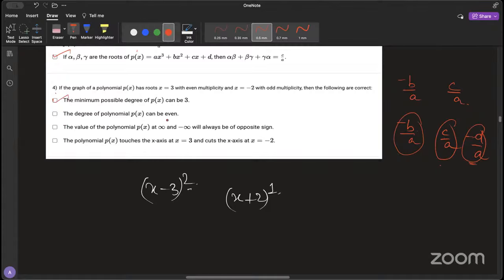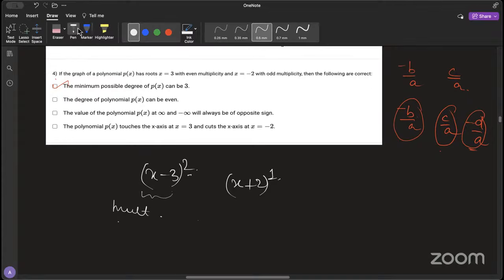The degree of the polynomial p(x) can be even. Now coming to the even part, if this is 2, that means this is even, right? That means the degree will be multiplicity of 3 plus multiplicity of 2. And then it's quite possible that there could be other things too, right? So the least degree would be 3, which is not even. No, they're asking if it can be even or not. They're not asking if the minimum possible degree is even or not.